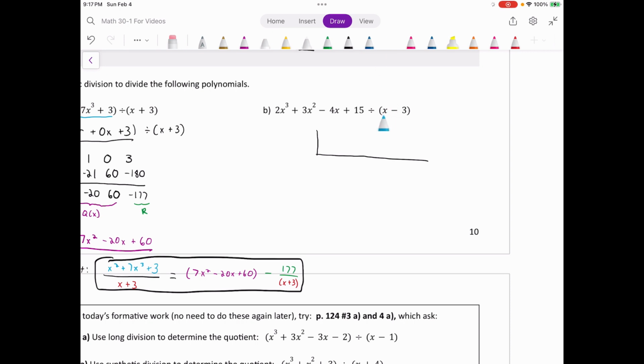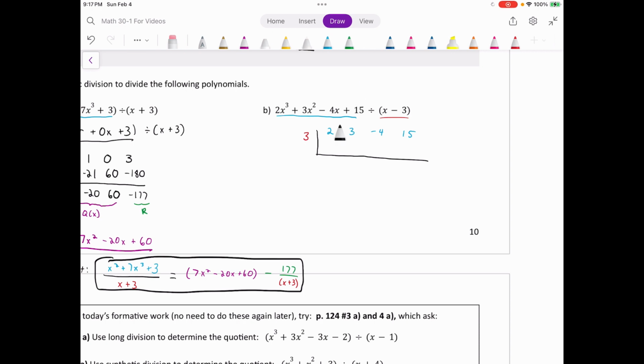Okay, so I'm actually ready to jump in and just start setting up my synthetic division. Remember x minus a is our binomial divisor. So what's a here? Good, it's just positive 3, right? Our a is positive 3. And then I'm just going to use the coefficients of the dividend. So 2, 3, negative 4, and 15. Careful about missing negatives. You don't want to do that. So 2, 3, negative 4, and positive 15. Okay, and now we just get going.